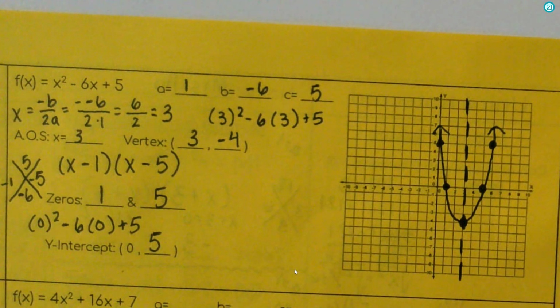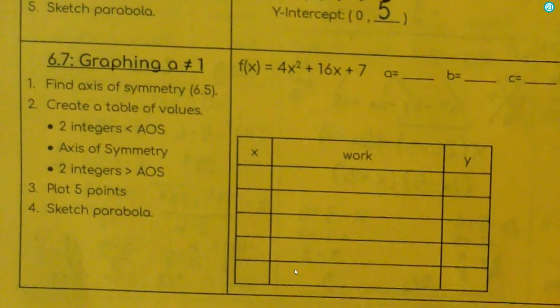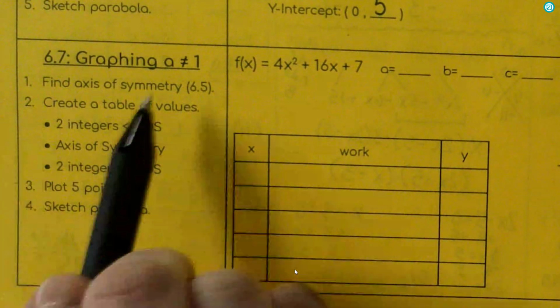Hey, questions about 6.6? Okay. We have one last question then. This is 6.7. This is what you guys did on Friday. Based on this stack of assignments, it looks like we did well with that. So for 6.7, we find our axis of symmetry still.